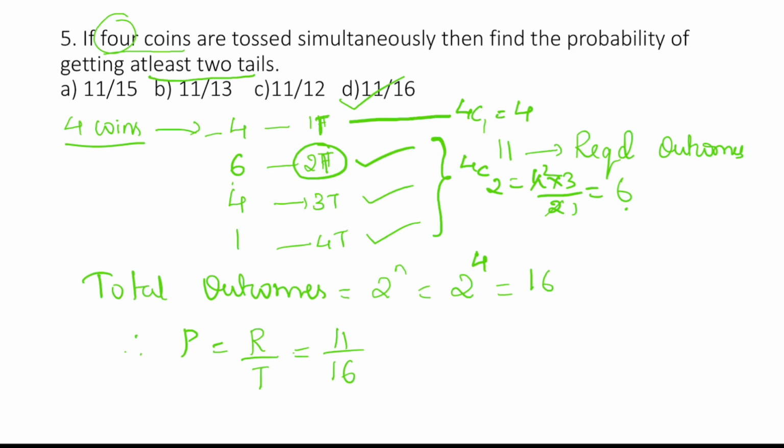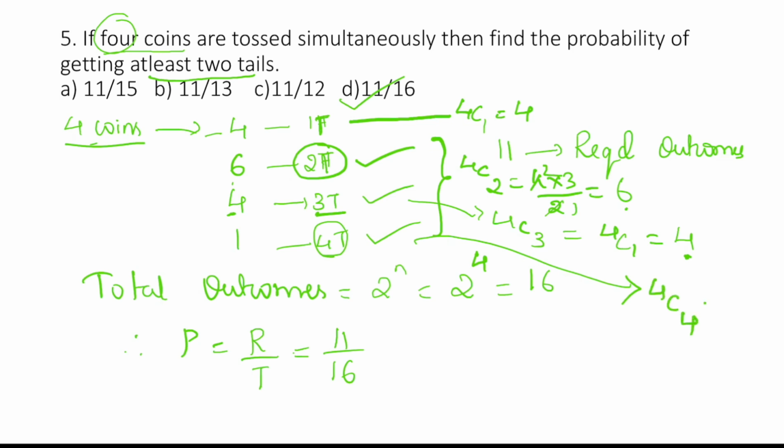Next, 3 tails out of 4 coins. How we can get in 4C3 ways? So 4C3 value is what? Nothing but 4C1, which is equal to 4, and this 4 itself is here. And last one, 4 tails out of 4 coins. How we can get in 4C4 ways, and 4C4 is nothing but equal to 1. So this 1 itself is here. So we got 4, 6, 4, 1. Okay, in this same way the remaining table also we can get.